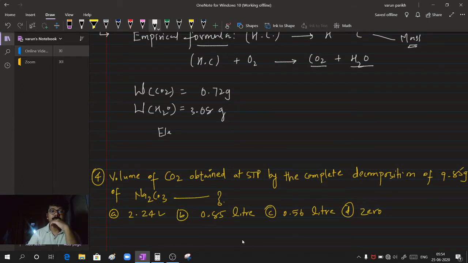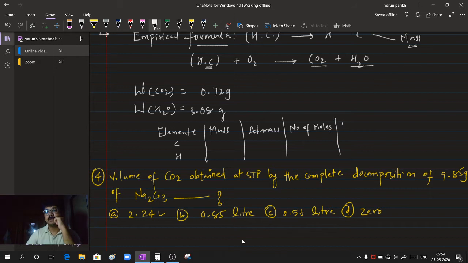Now see, to find out the empirical formula, we need to draw one table. Here we'll write the elements, carbon and hydrogen. Then here we'll write the masses of carbon and hydrogen which are in the hydrocarbon. Then we'll write the atomic masses. The fourth column will be the number of moles. Then this will be a ratio of number of moles, and if it is not simple, then we'll make it a simple ratio.